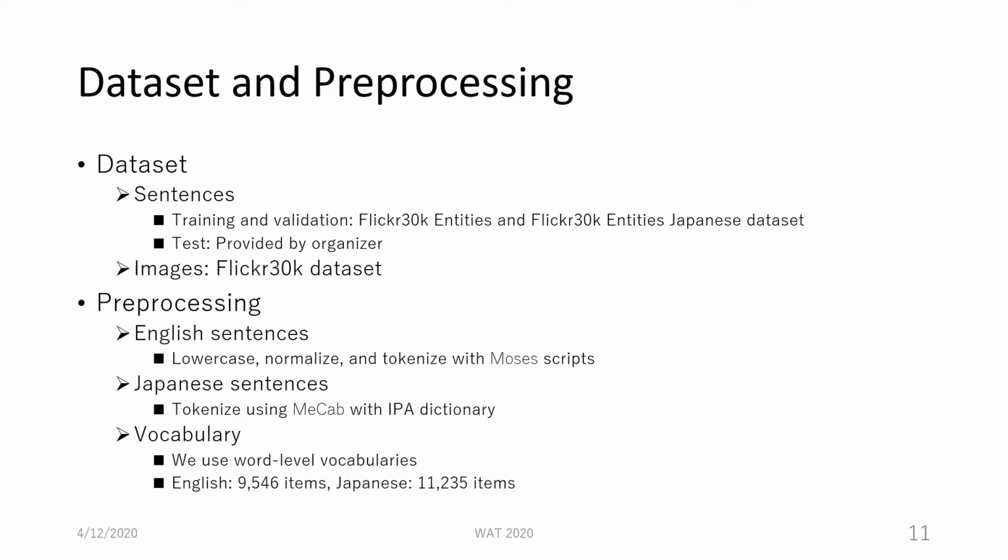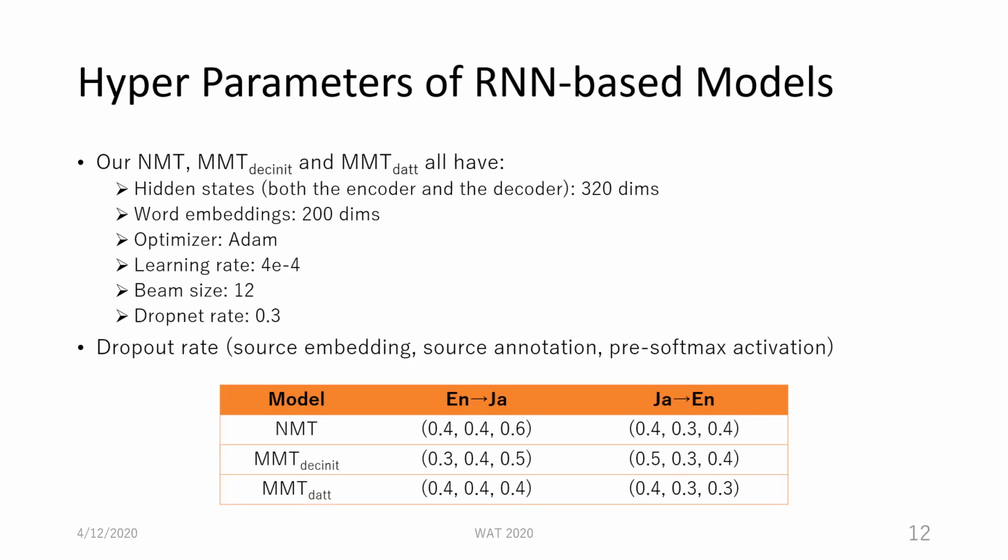About preprocessing, we lowercase, normalize, and tokenize English sentences with the models, and also tokenize Japanese sentences with MeCab. For vocabulary, we use word-level vocabularies of 9,546 items for English and 11,235 items for Japanese. We use these hyperparameters for our NMT, MMT with decoder initialization, and MMT with double attention models. Dropout rates are applied to source embeddings, source annotations, and pre-softmax activations, as shown in the table below.